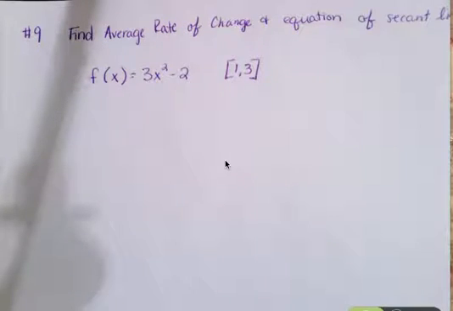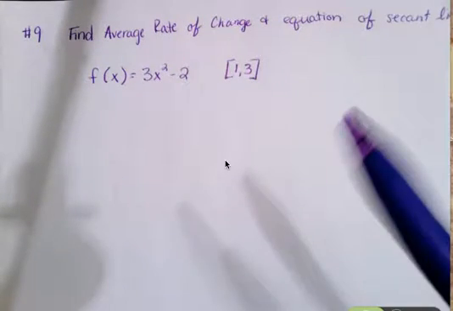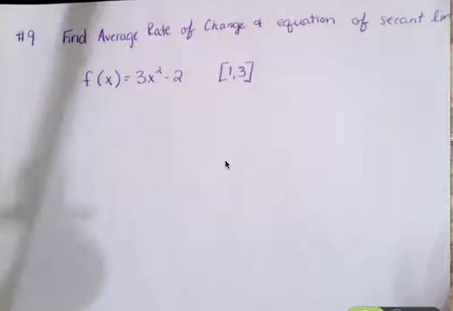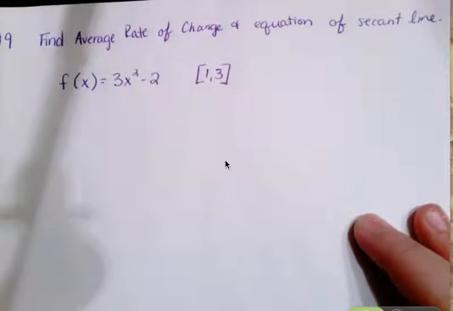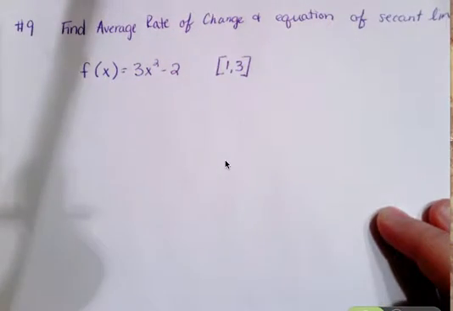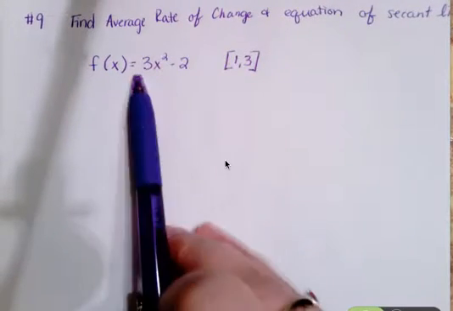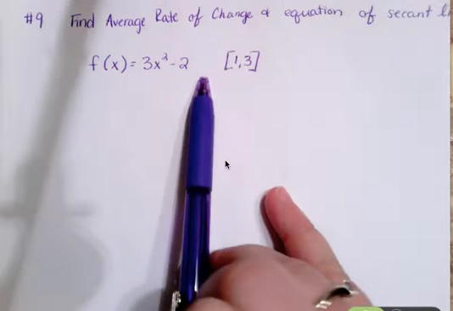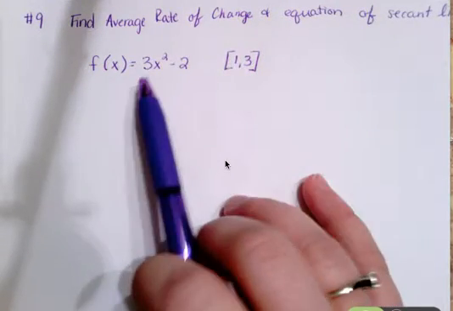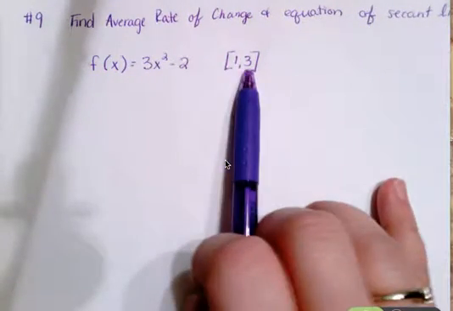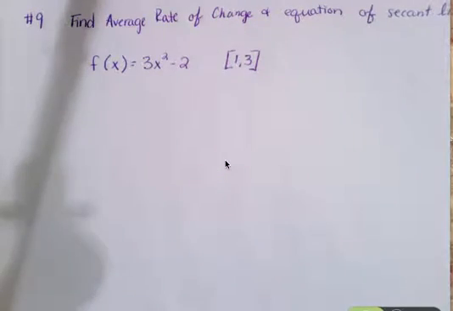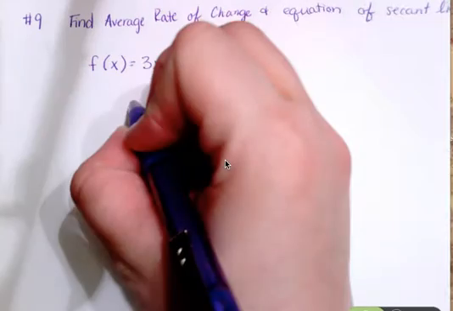This is number 9 on your test review for chapter 2. So it says find the average rate of change and then find the equation of the secant line that passes through the given points. So this is our equation. F of x equals 3x squared minus 2, and we want to find the average rate of change on the interval from 1 to 3.